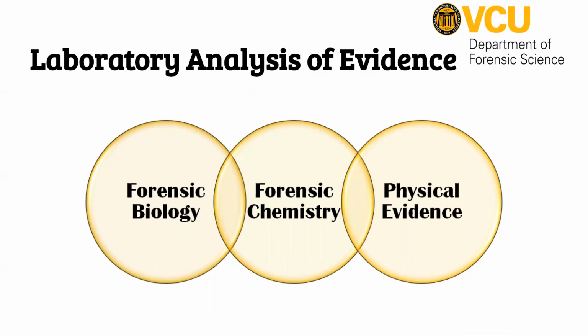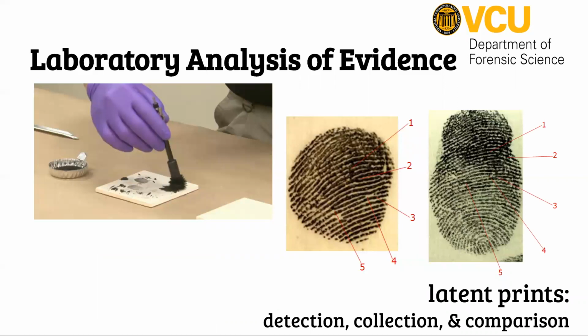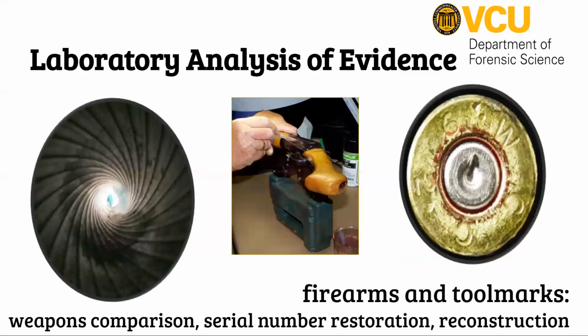Once evidence is received in the laboratory, there are different categories of analysis that can be performed. One of those is forensic biology, another is forensic chemistry, and then physical evidence is all of the other types of evidence that is not considered either biology or chemistry. Some examples of these are latent prints. So here we will learn about how to detect unseen or latent fingerprints, how we collect those fingerprint impressions, and then also some comparison techniques.